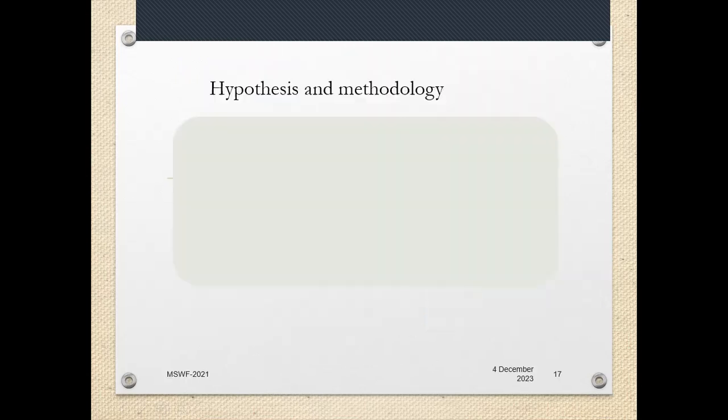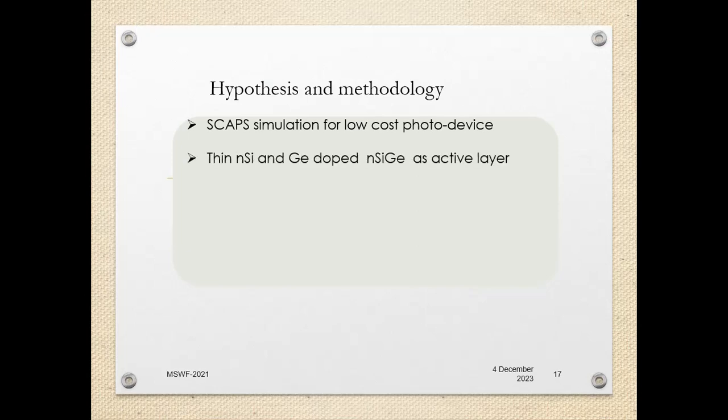So the technologies behind this design, the hypothesis and methodology, are like this. This gap simulation we did for low-cost device fabrication, because silicon emitter design is very costly and requires very high temperature. That is defect prone. That's why we use the PTA materials on silicon germanium.